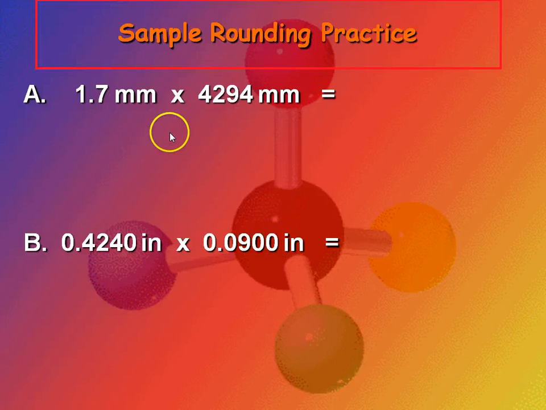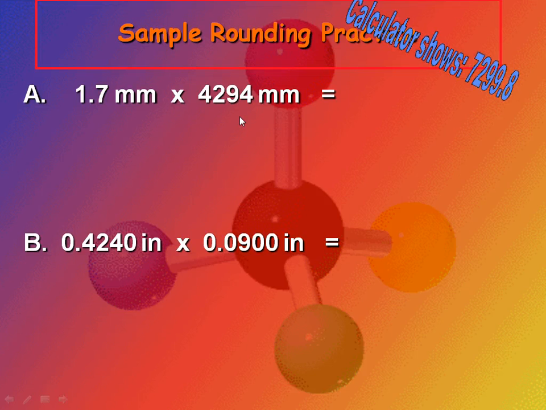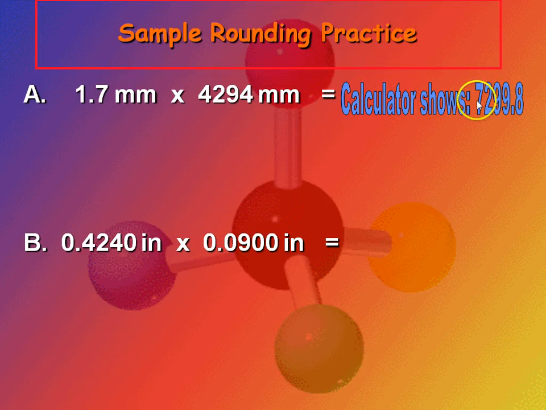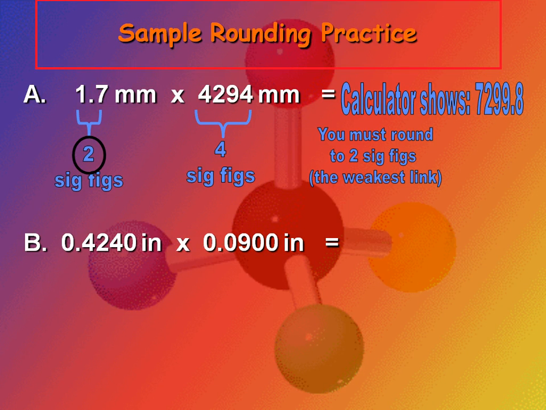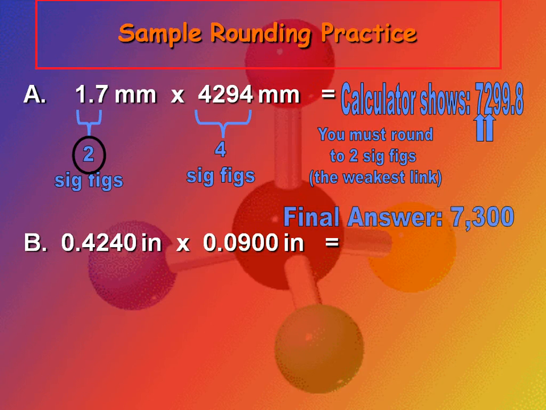Same thing here. 2, 4. Our calculator shows 7,299.8, but I've got to scale that back to 2. So I've got to round to 2 significant figures. That means my final answer is going to be 7,300. Again, you can use those as rounders, but they can't show up in your final answer.